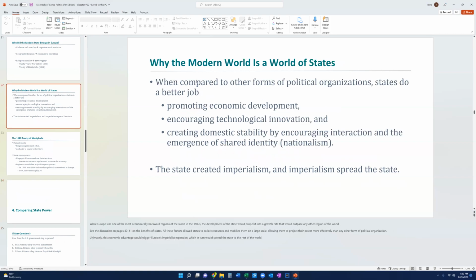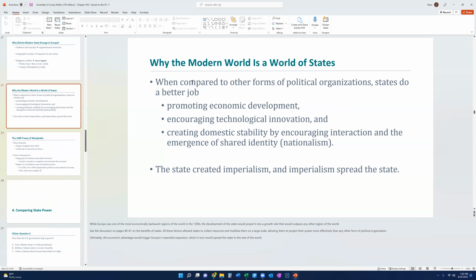Now, why is it that the modern world is a world of states? States tend to do a better job of organizing themselves than other political organizations. They do a better job promoting economic development. They do a better job creating technology. They do a better job of creating domestic stability by creating interactions and by creating a sense of shared identity, which is what we call nationalism.